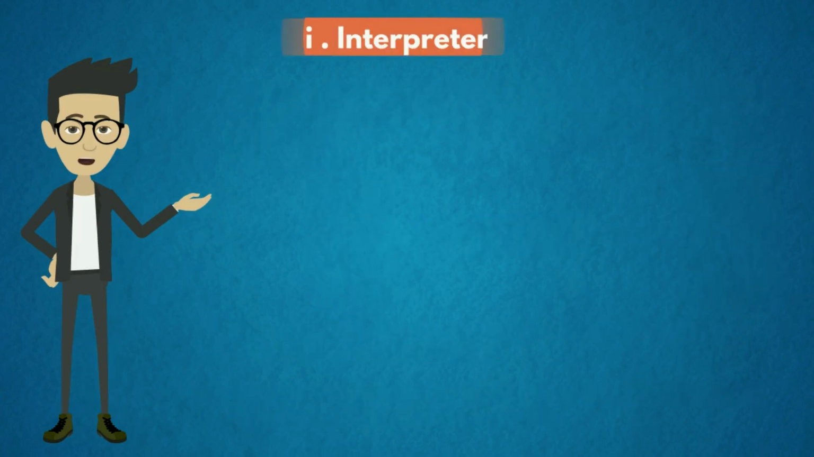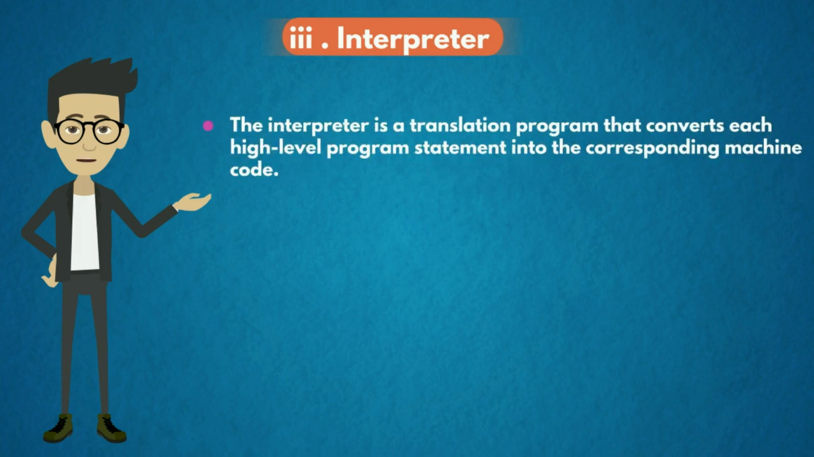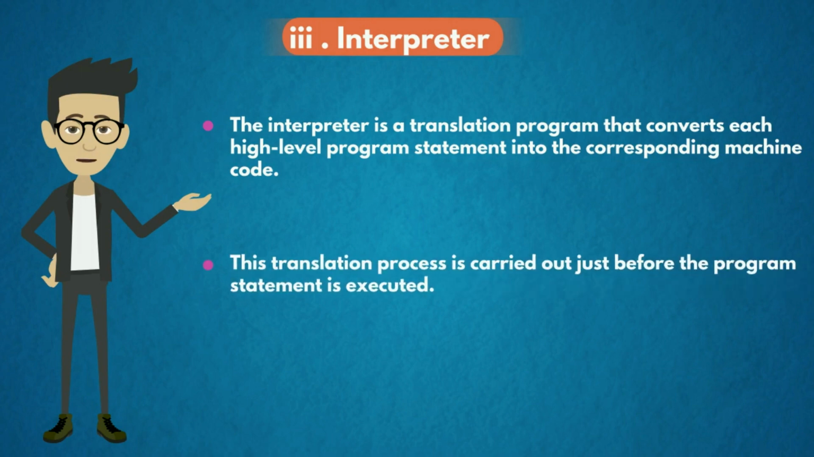The third one is an interpreter. The interpreter is a translator program that converts each high-level program statement into the corresponding machine code. We have discussed what machine code is in our earlier slides. This translation process is carried out just before the program statement is executed.